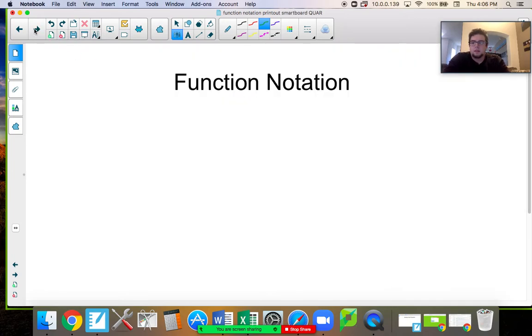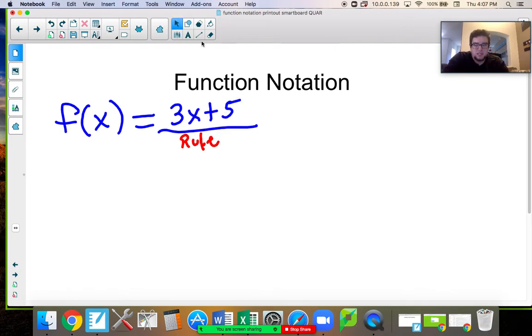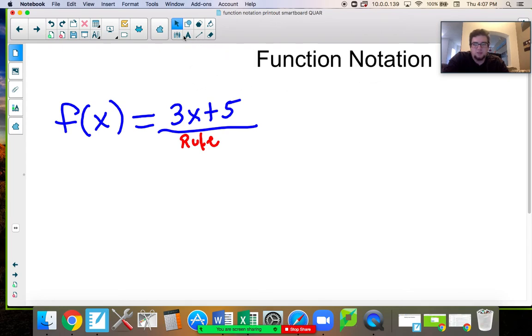All right. The next thing that we're looking at is function notation. So function notation looks like this. F of x is equal to, and on this side is some rule. Now the rule I'm going to put for this example we're going to write about is 3x plus 5. I just made it up. Doesn't really matter. So 3x plus 5.